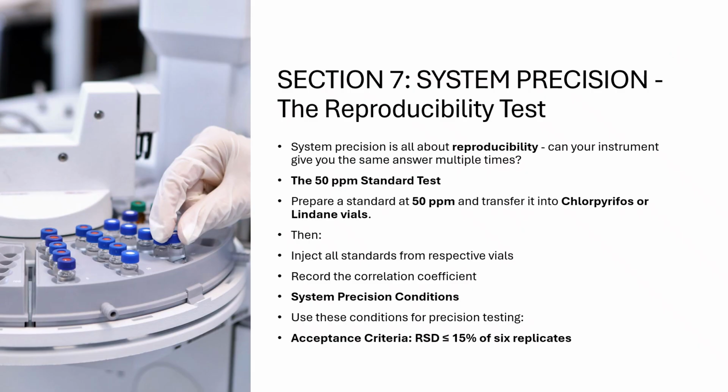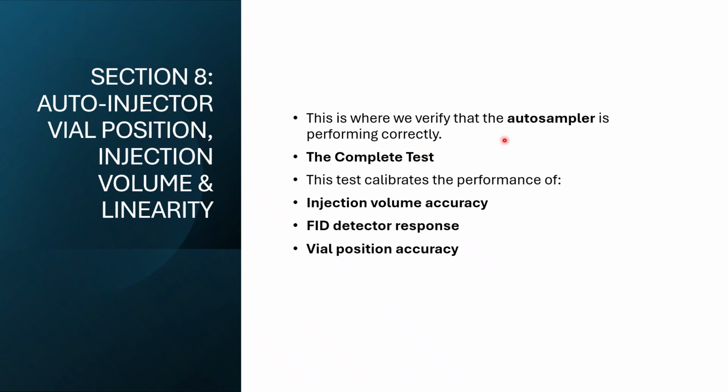Like in the GCHS system, we had calibrated the precision test. So in the auto sampler also we calibrate the precision, where we inject the same concentration 6 times and the RSD should be less than 15%. So this is where we verify the auto sampler is performing correctly.